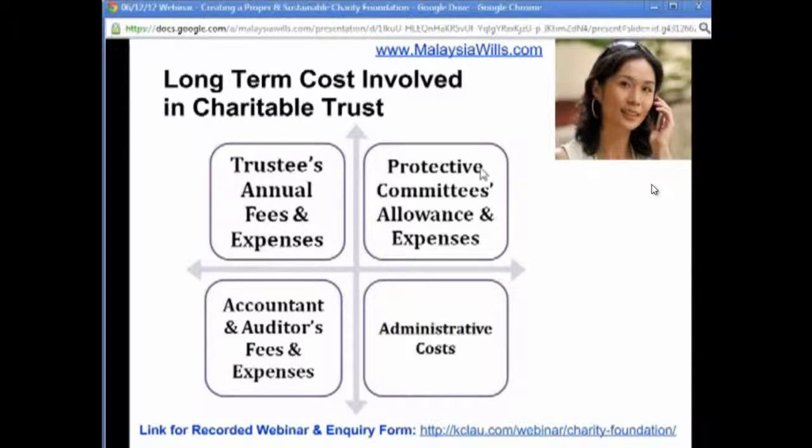Next, because you form a protective committee as a watchdog for your charitable trust, you will need to pay them certain allowances or expenses because they need to go for meetings. Maybe you reimburse them for meals and transportation allowances.